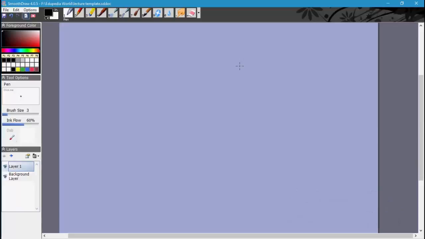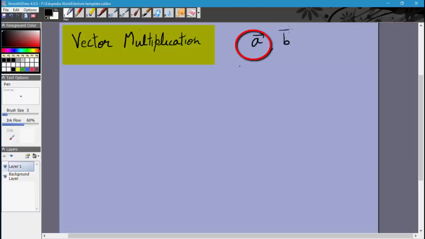This is the third video on the topic of vectors, and in this we'll cover the topic of vector multiplication, which is multiplying of two vectors together. Let's say you have the vector A and the vector B. We know how to add these two vectors, we know how to subtract these two vectors. Now we learn how to multiply these two vectors.